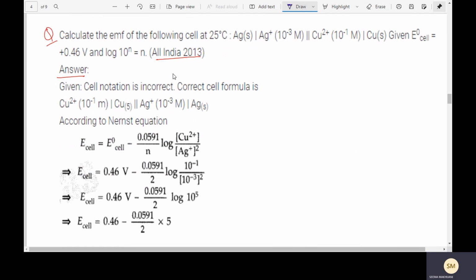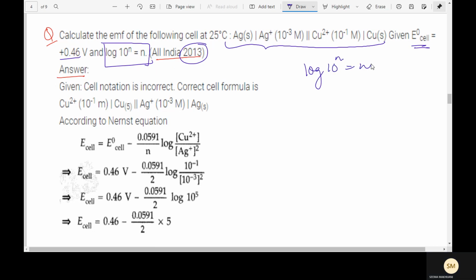Coming to the next question. This is again a 2013 question. Calculate EMF of the given cell. E naught is provided to you. One thing I have written down: log of 10 to the power n is equal to n, which I already told you, and you should know it, that log of 10 to the power anything is that anything only. Is that okay? So this is your cell given to you, and you can then do the question accordingly.